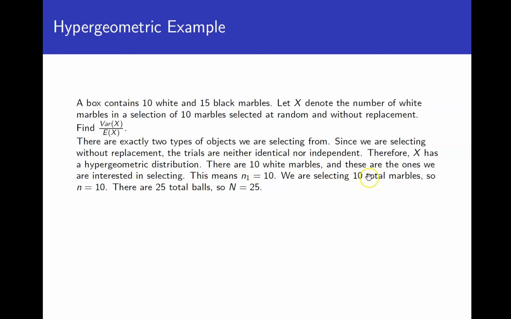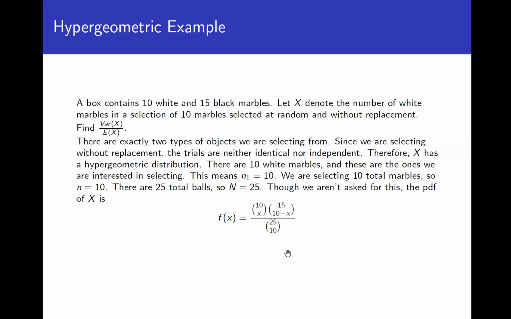There are 10 white marbles. Those are the ones we're interested in selecting, that's N1. We're selecting 10 marbles total, so that's our little n. There are 25 total marbles, so our capital N is 25. So here's the PDF. For whatever our x is from 0 to 10, because we can only choose between 0 and 10 white marbles, x of them are white, so that's 10 choose x. The rest of the ones we're choosing, 10 minus x, are black, so we have 15 choose 10 minus x. The total number of selections is 25 choose 10.